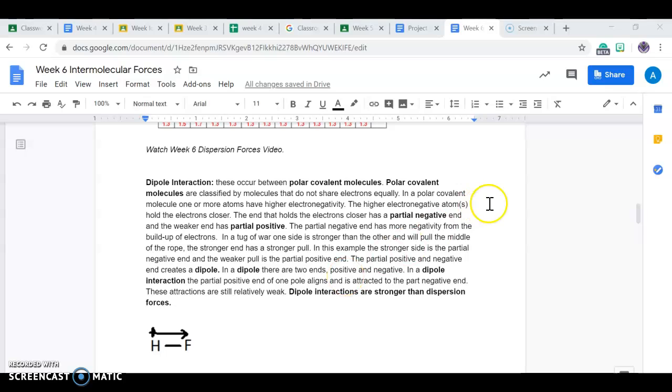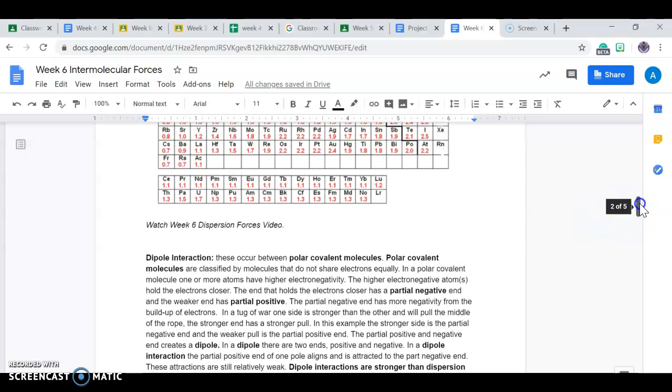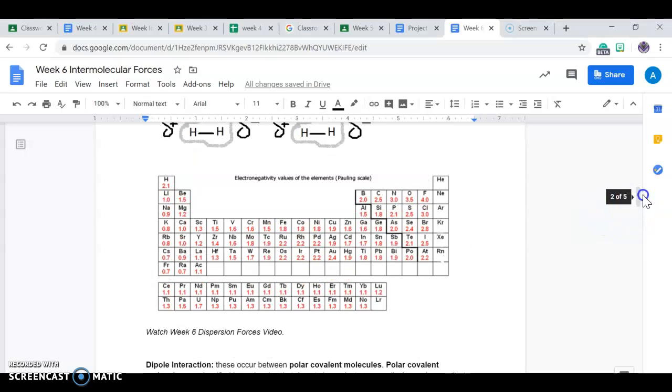Okay, so we're looking at the second of our three. Now we're going to look at dipole interactions. So these are going to occur between polar covalent molecules. So remember, polar covalent molecules have a higher difference in electronegativity. Their electrons are not being shared equally. So they're going to be between 0.4 and less than 2.